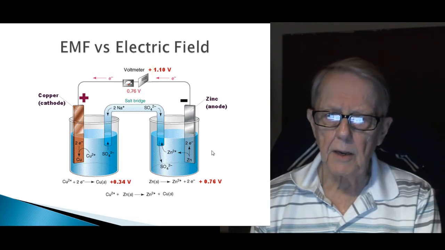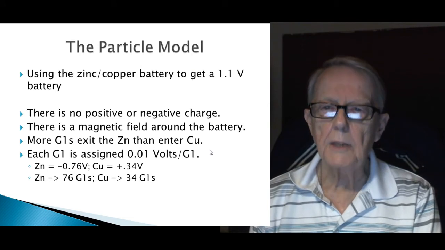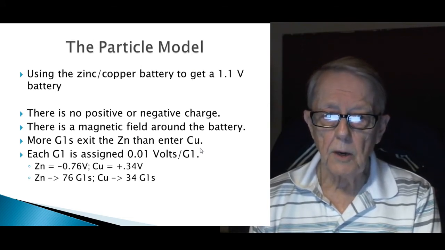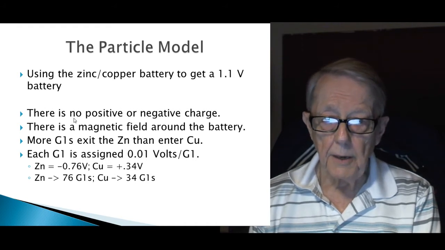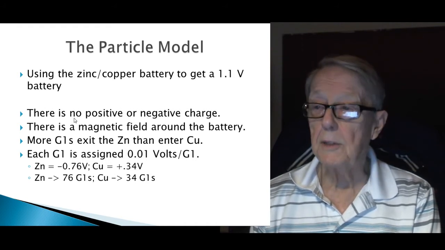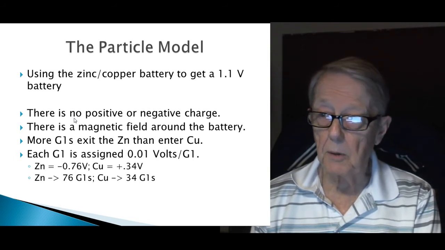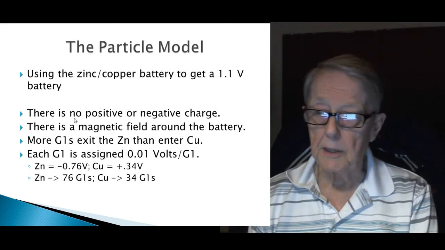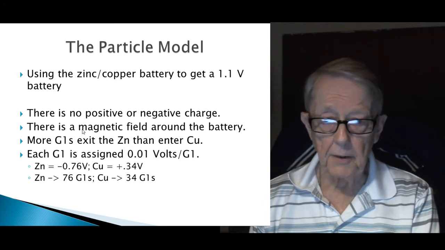I'll leave that idea open. Okay, so let's take a look at the particle model. So we're going to use a zinc copper battery again to get a 1.1 volt battery. And in the particle model, there is no positive or negative charge. So whatever charge takes place in the chemical reactions, in the flow of electrons versus the chemical flow, not there.